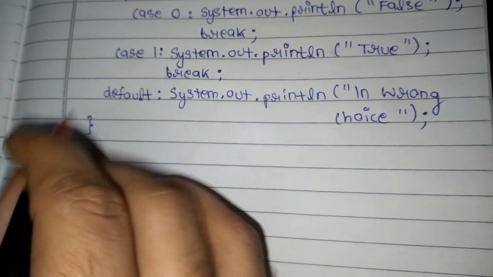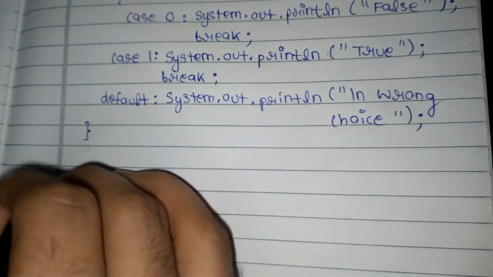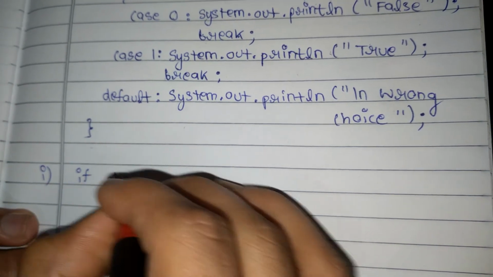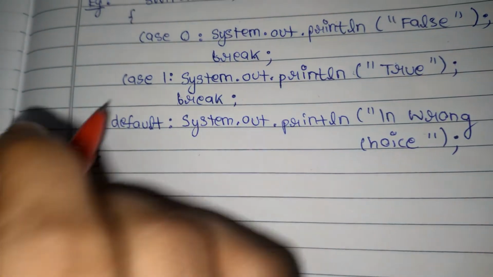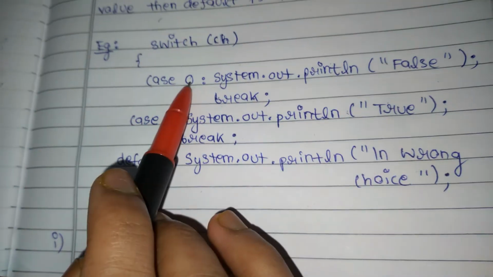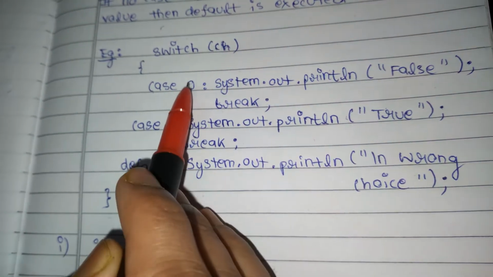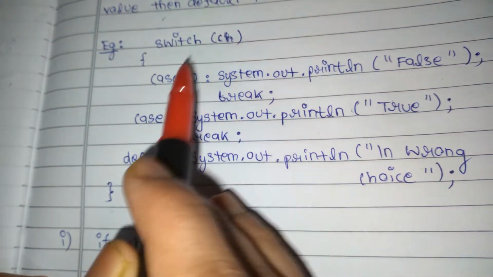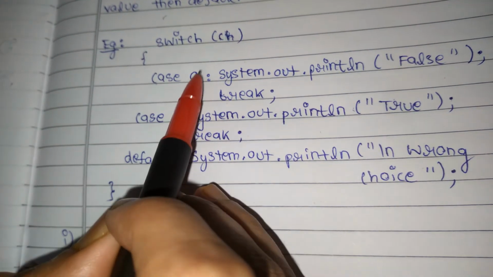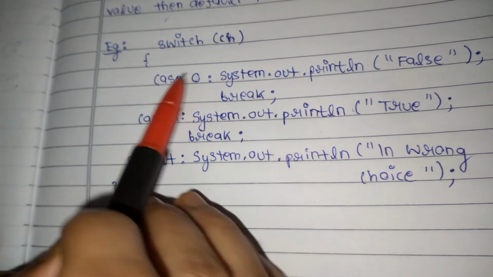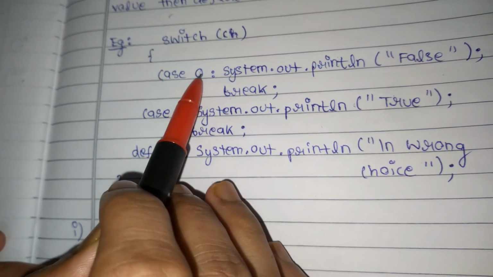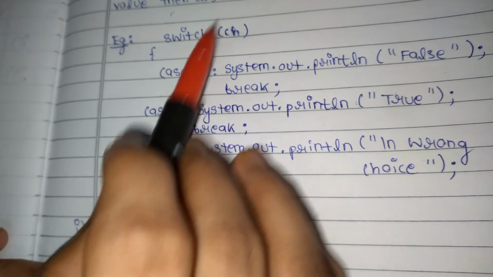Now friends, in the first case, suppose ch is equal to 1. Then ch will take the value 1, and it will check case 0. This should match with this. As I have given 1 here and it is 0 there, it does not match, so it will not be printed. The cursor will go on and will not execute this statement because the value does not match.